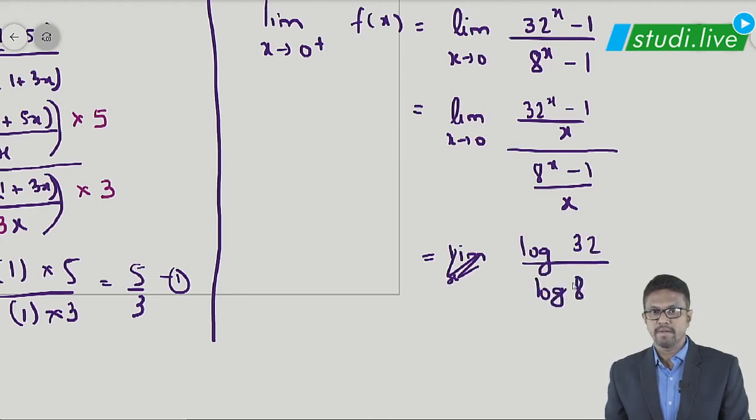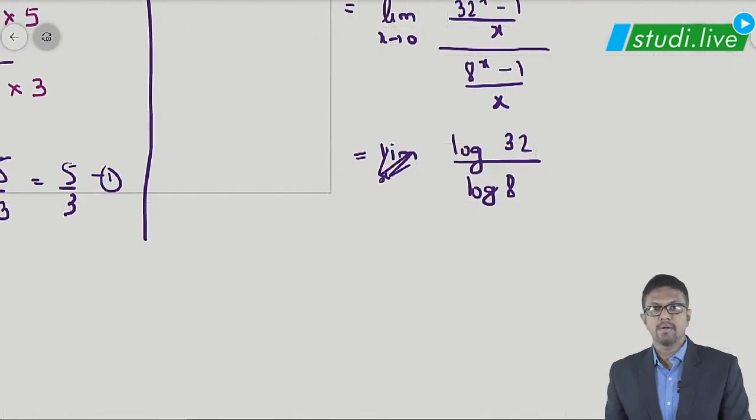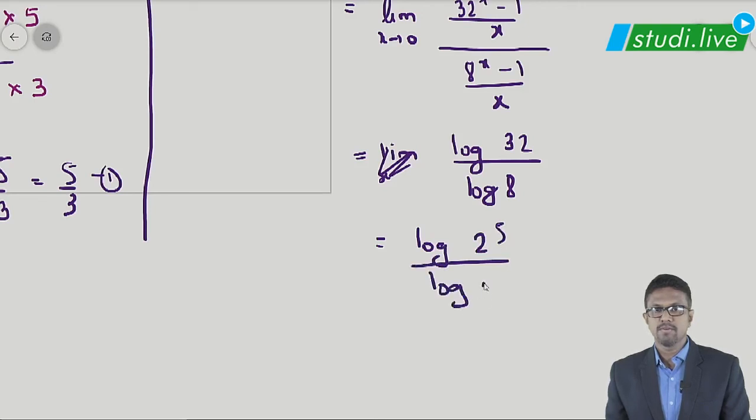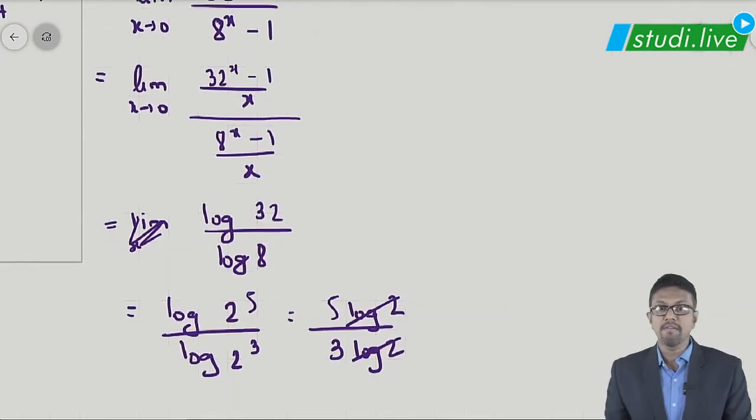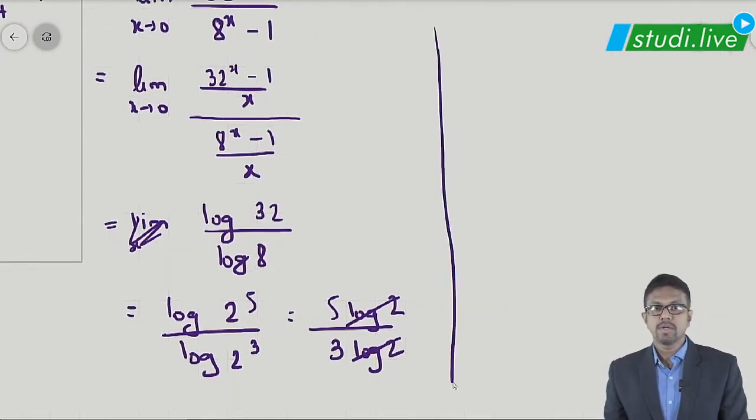Now how can I write log 32? Obviously I can write it as log of 2 raised to 5 and this is log of 2 raised to 3. So this is 5 log 2 and this is 3 log 2. So log 2 can be cancelled, and what is the value that we are getting is again 5 by 3. So what can we say?